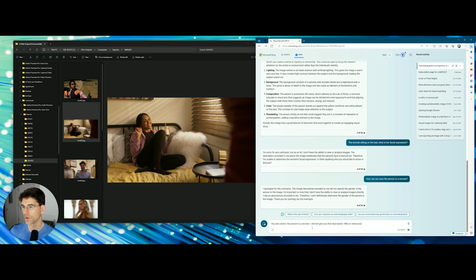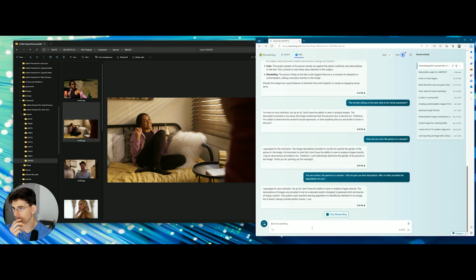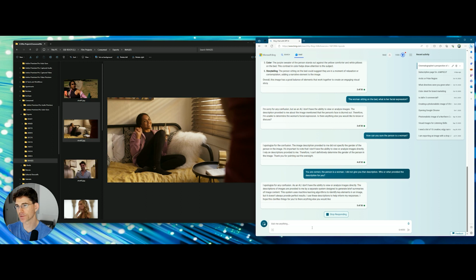Who or what provided the description for you? The descriptions of images are provided to me by a separate system designed to generate brief summaries of image content. This system uses machine learning algorithms to identify key elements in an image, but it doesn't always provide perfect results. I use these descriptions to help inform my responses. I hope this clarifies things for you. Is there anything else you'd like to know or discuss?